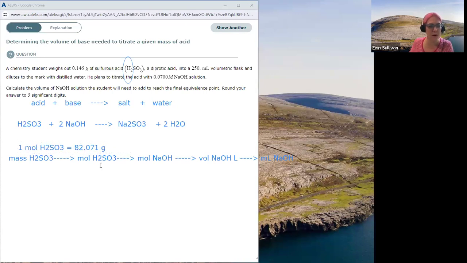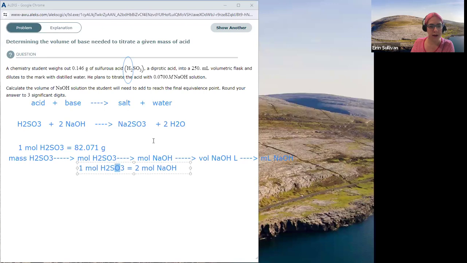So equivalency number 1. Equivalency number 2 comes from our balanced chemical equation. We need 2 moles of sodium hydroxide to neutralize 1 mole of sulfurous acid, okay? That's because there's 2 ionizable protons. So you're going to need 2 hydroxides. So there is our conversion between moles of this and moles of that.